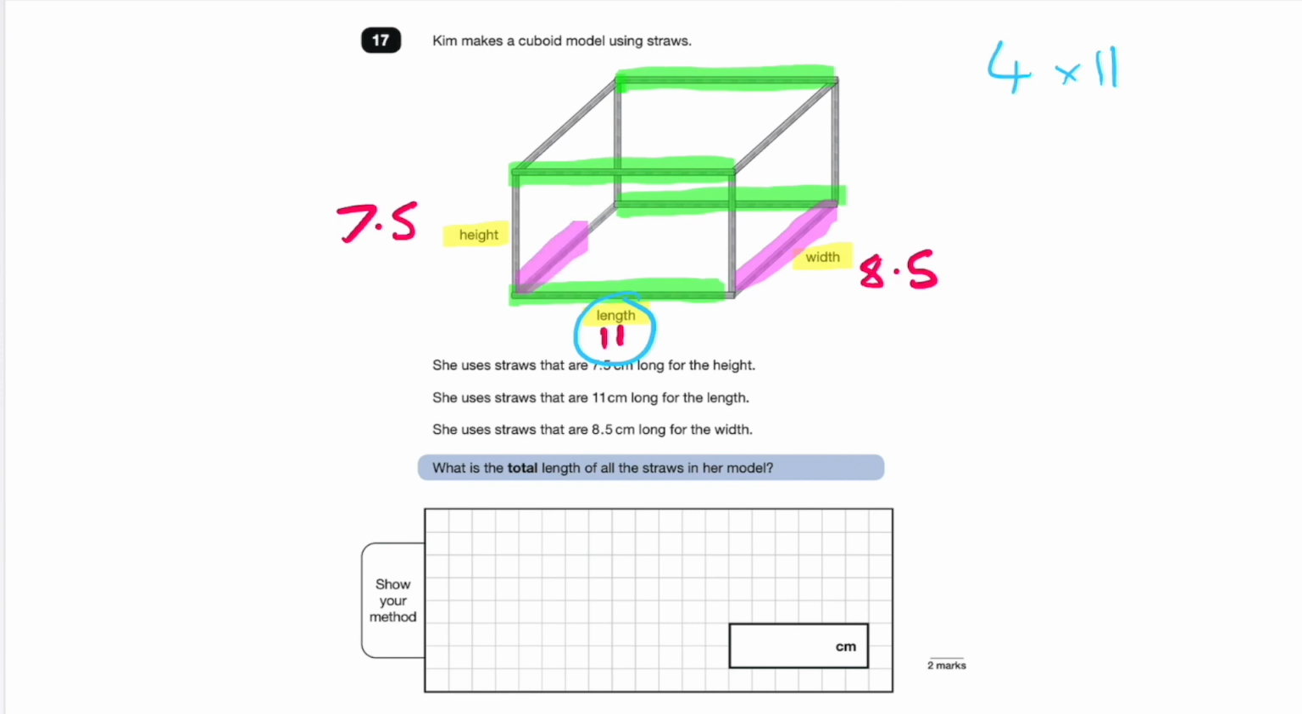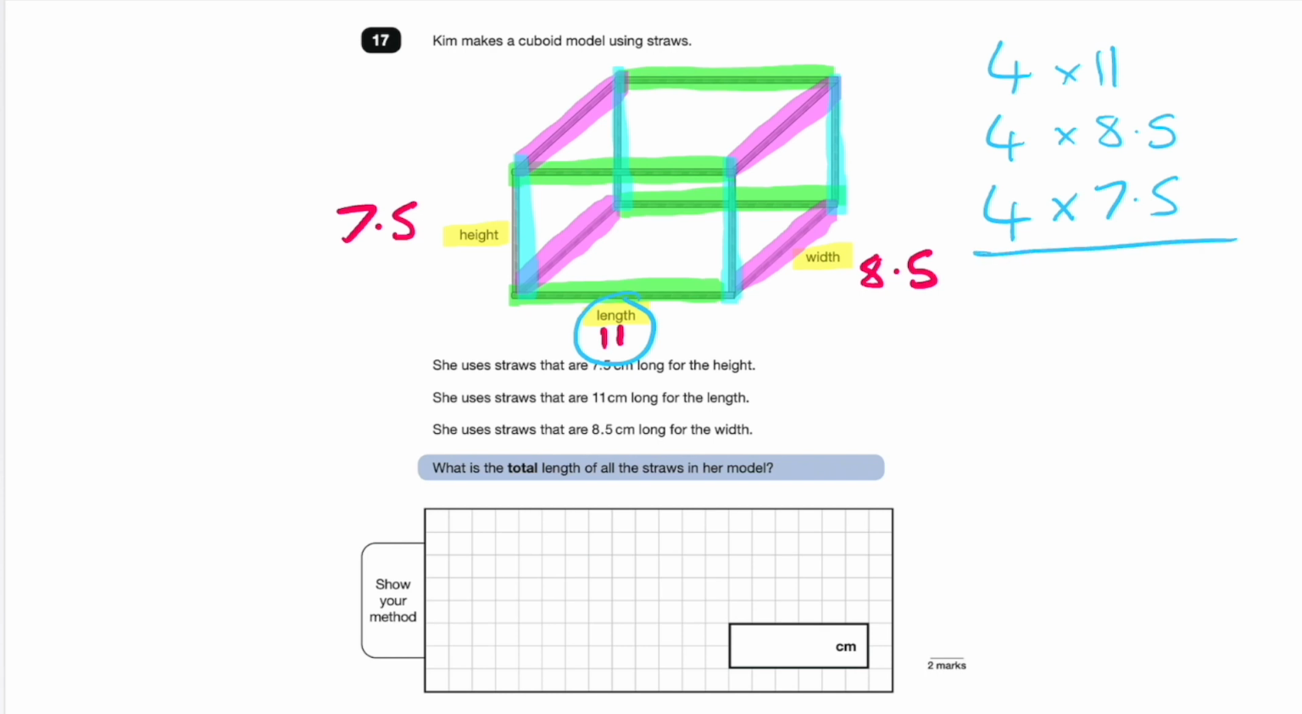I have 1 width here, that's 2, 3, and 4. So again, I have 4 times 8.5 this time. And then let's have a look at the heights. I have 1, 2, 3, and 4 heights. So I would have another 4 times 7.5 this time. And then when I add all of those together, I should get my total. So let's do that right now.